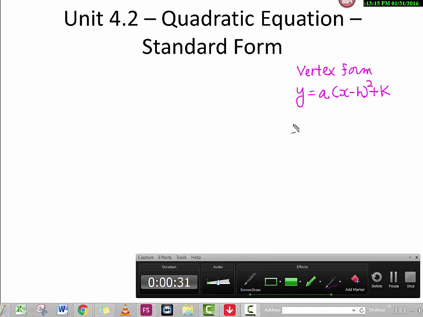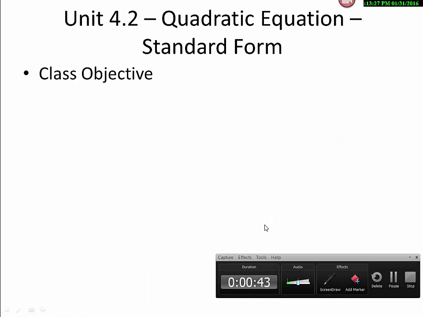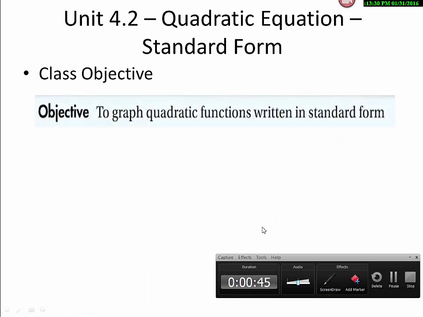And in this unit, we're going to learn the standard form, which is y equal to ax squared plus bx plus c. So the class objective of this unit is to graph quadratic functions written in standard form. In other words, given a standard form of a quadratic function, you can sketch the graph.